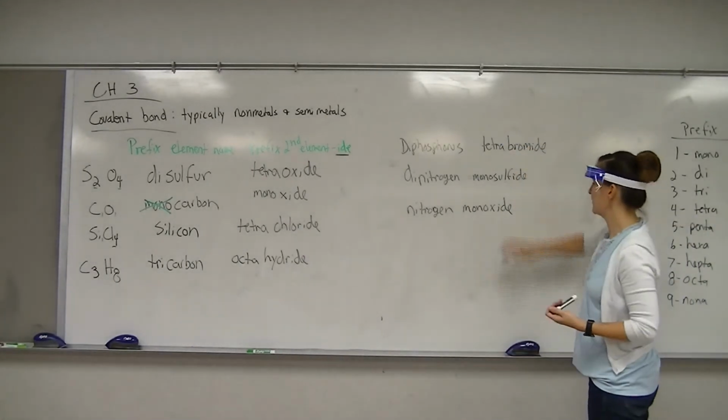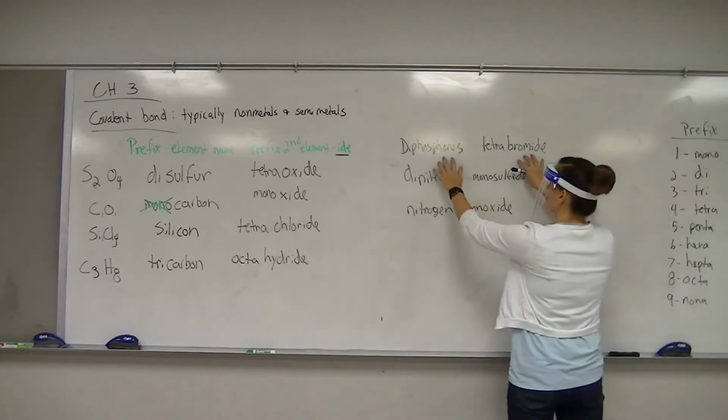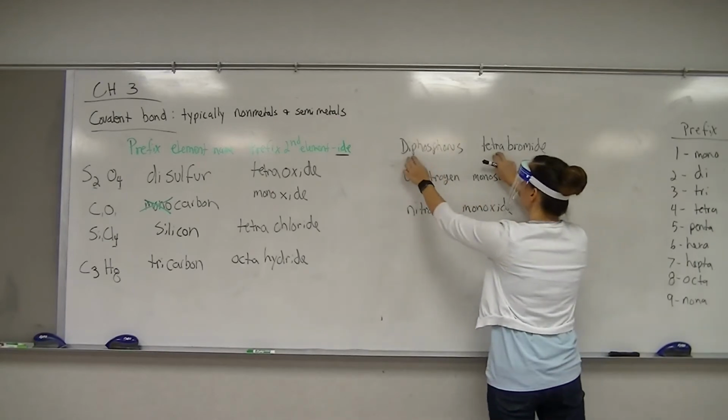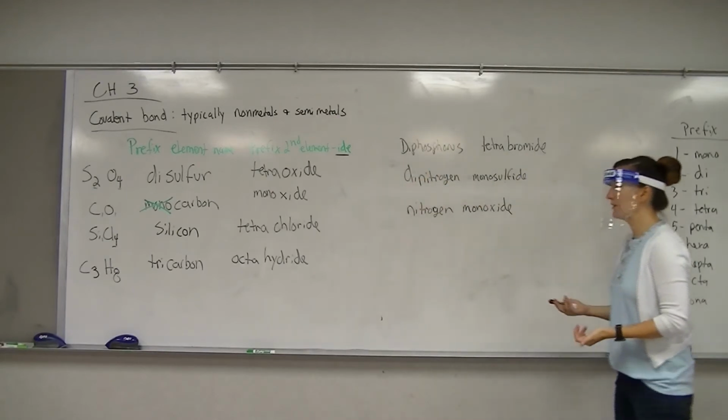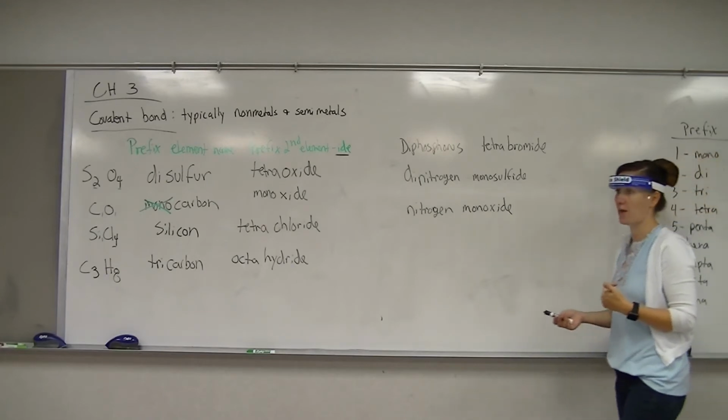So I have 3 different names. I can figure out that those are covalent compounds based off of the elements present, but also the fact that prefixes are used. So if you see a prefix in a name, it's a covalent compound because we don't use prefixes for ionic, which we'll see in a minute.